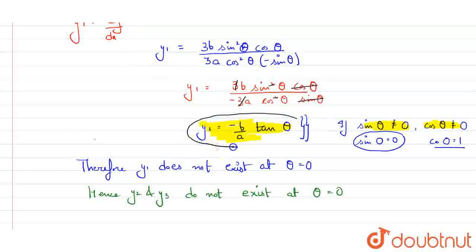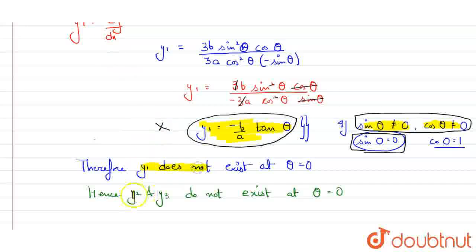Because we concluded here, if we want that this equation should be satisfied, then these two conditions must be satisfied. But according to the question, theta is 0. So for theta 0, this sin 0 value will be 0. So this condition will not be satisfied. y1 will not satisfy. Therefore, I said y1 doesn't exist. Hence y2 and y3 do not exist at theta equals to 0. Thank you.